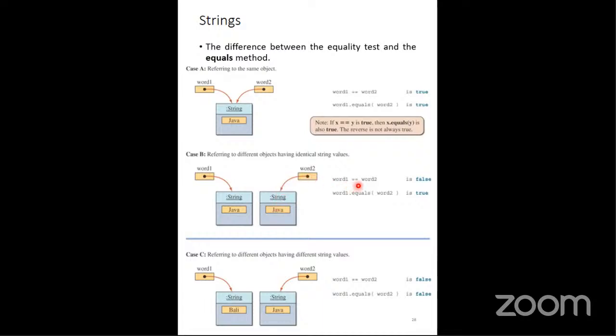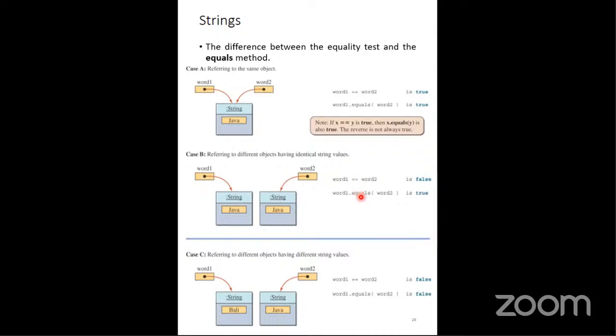Now if I use the equality operator, it says false. Why false? Because this address content is not the same as this address content. The address content is different. This word is referring here, and this word is referring here. So they are different because this address is different from this address. The string content is the same, but the address of this object is different from the address of this object. So the equality operator returns false.